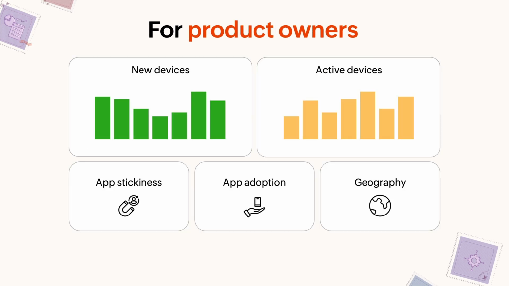For product owners, it is most likely about how the product is doing overall. So new devices, almost equivalent to the installation count that you have. Then you have active devices, app stickiness, adoption, and the geography area, like from which region, how many users are coming in, what's the story, what's happening there. You get all these details within the geography section.